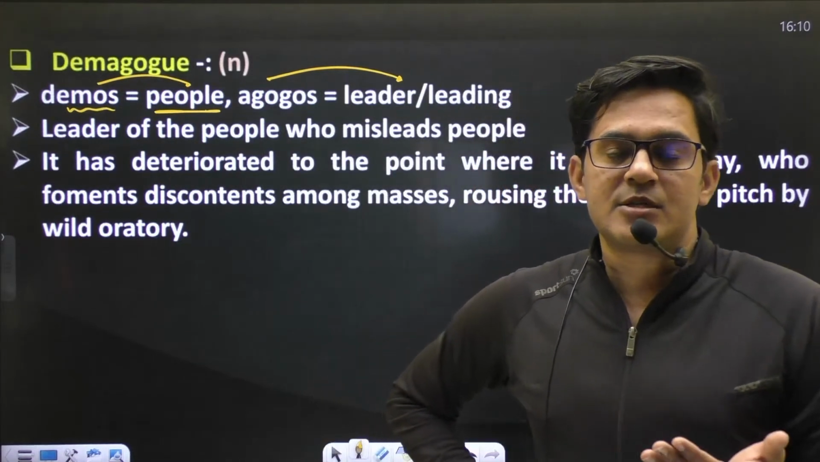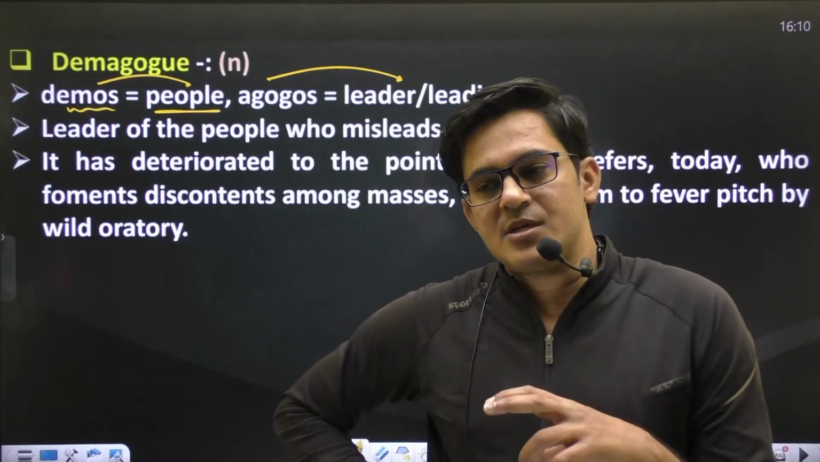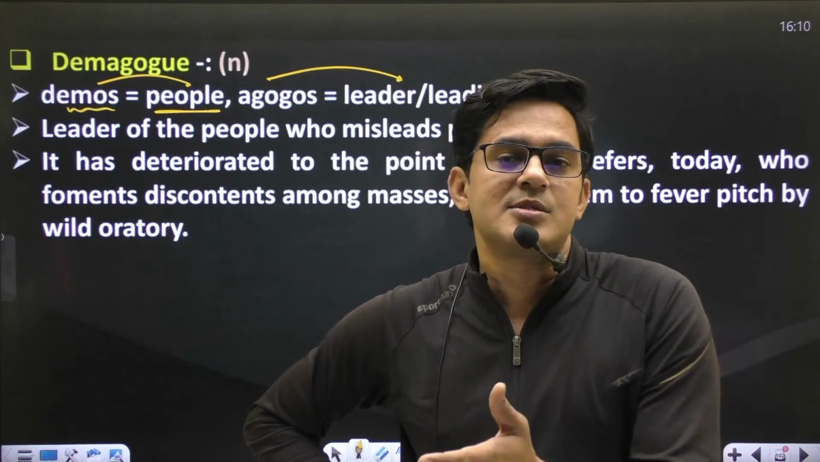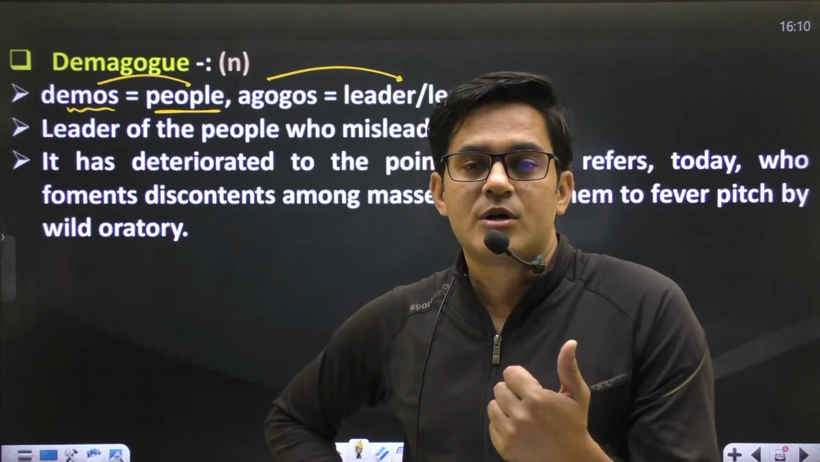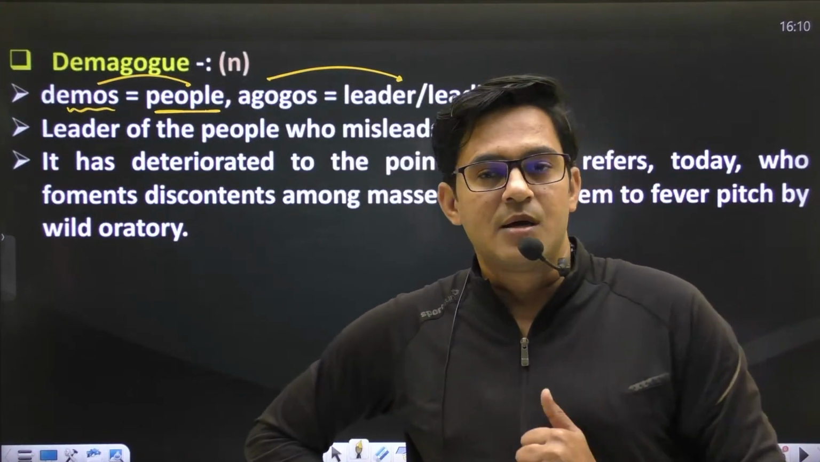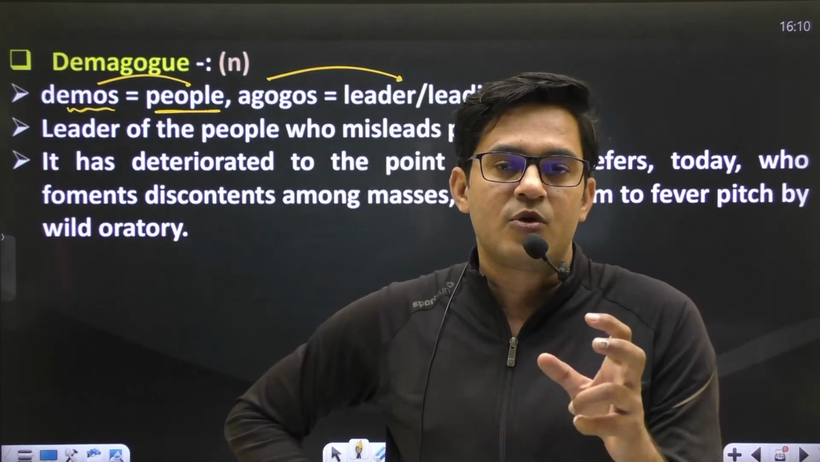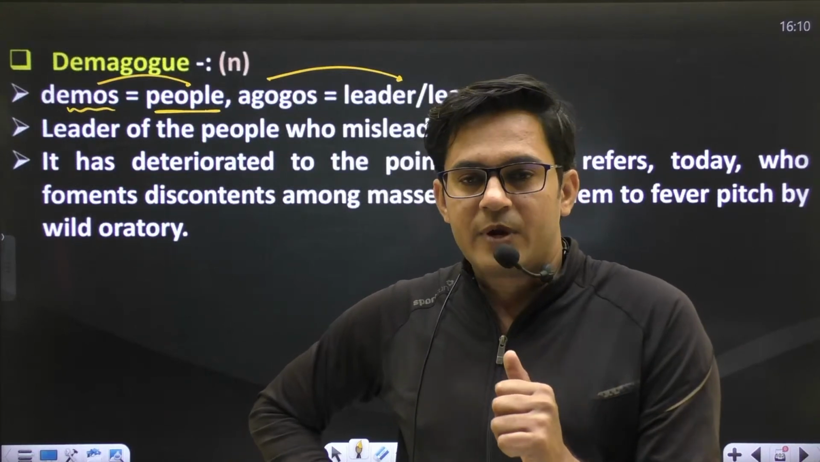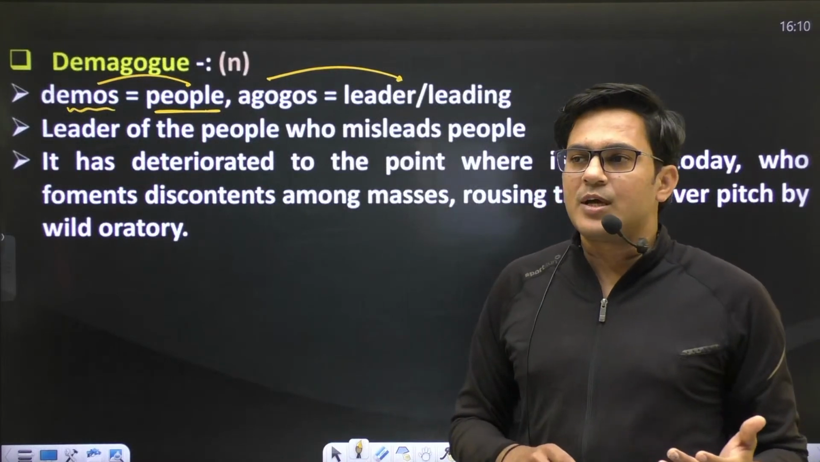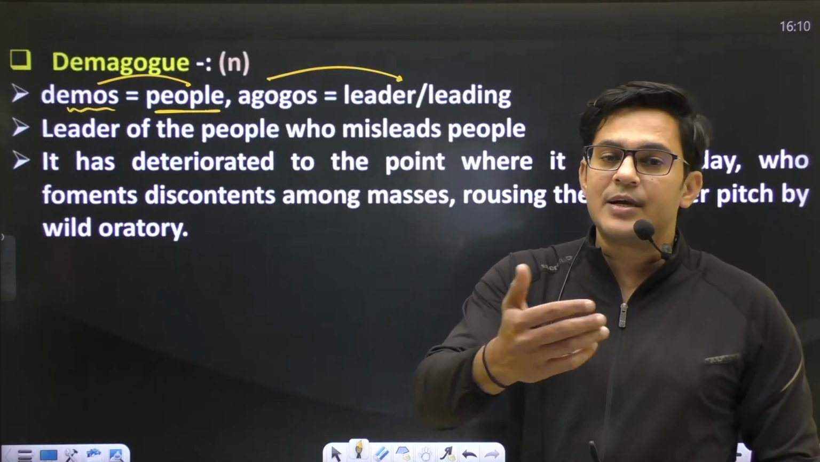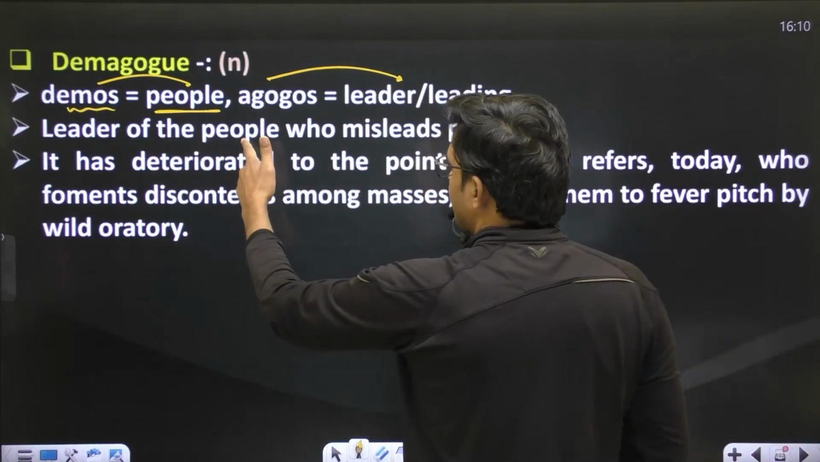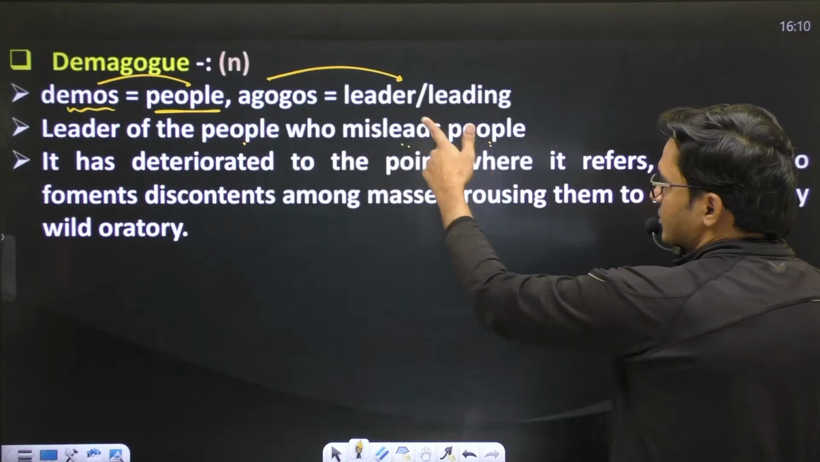Like you can say many leaders you have seen, they just mislead their followers, or some of the religious saints, or some preachers, right? They also mislead people on the basis of religion, caste, color, right? So anyone who misleads people, or any relative also, right? So demagogue, leader of the people who misleads people, is called demagogue.